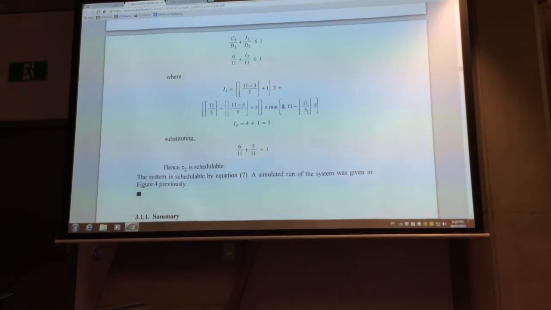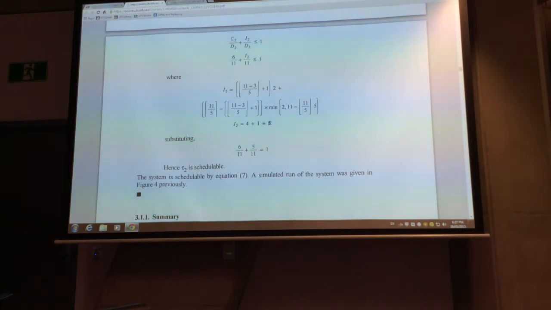We've got the floor of 11 over 5. What's the floor of 11 over 5? 11 over 5 is a number between 2 and 3, so the floor of that is 2. 2 times 5 is 10. 11 minus 10 is 1. The minimum of 2 and 1 is 1. 1 times 1 is 1.